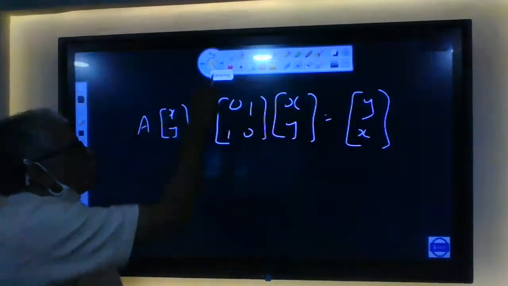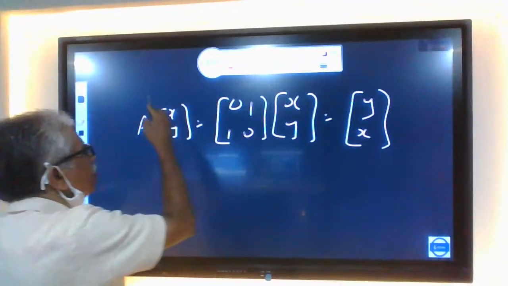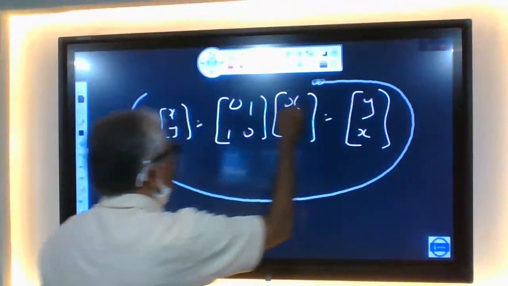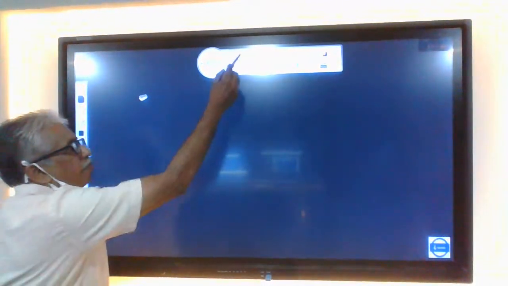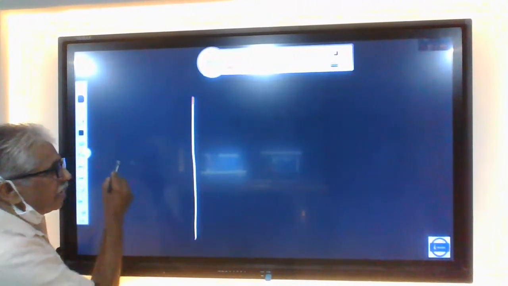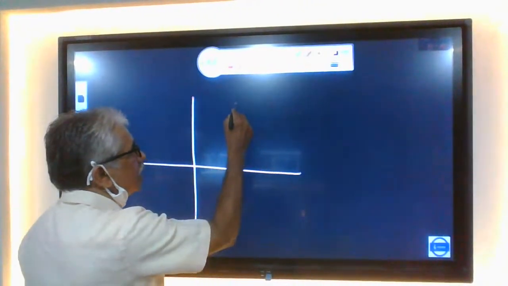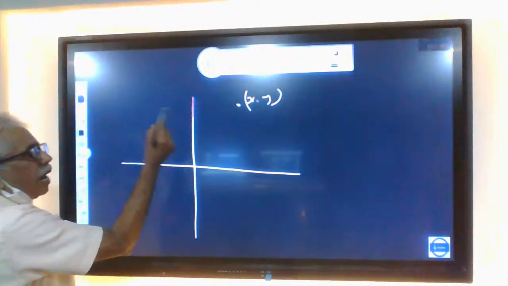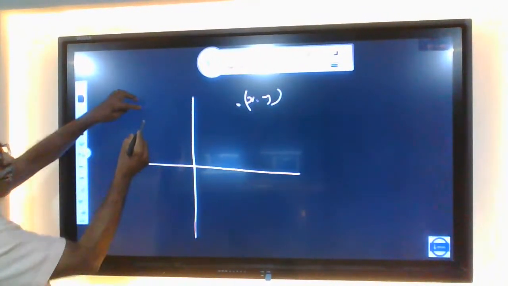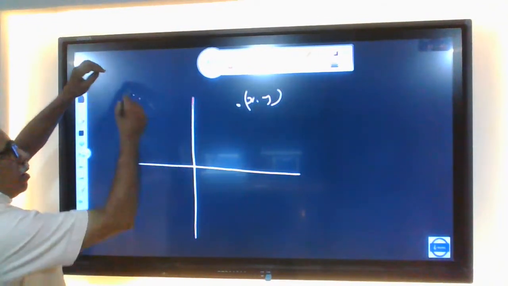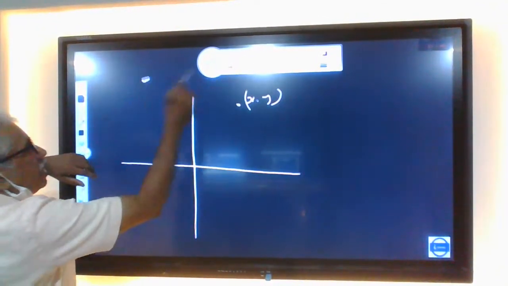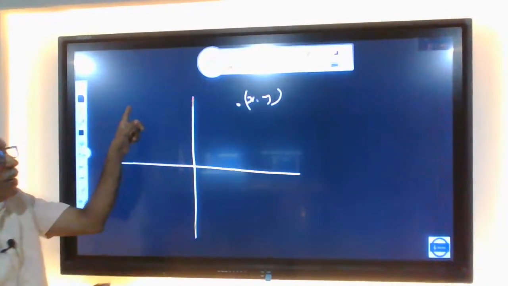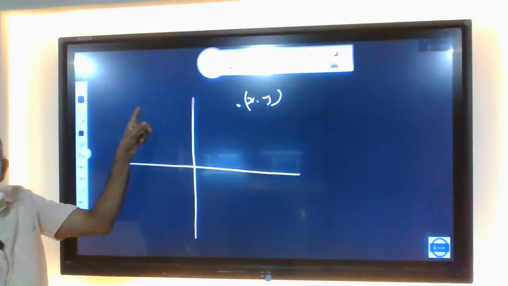Similarly, can you write the reflection about the y-axis? If you want to get the reflection about the y-axis, a point xy should be mapped to somewhere in this region. Because I've taken the point in the first quadrant, its image will be in the second quadrant.